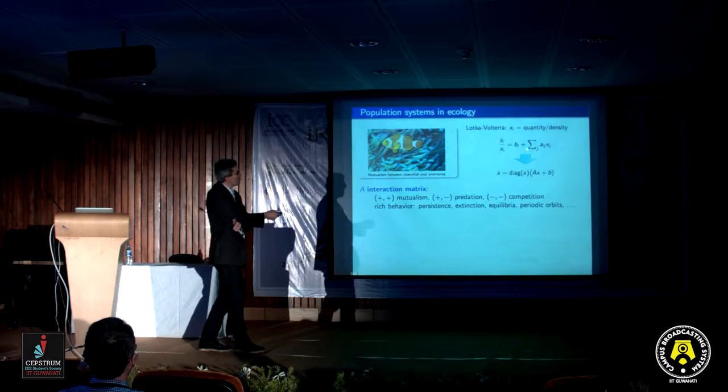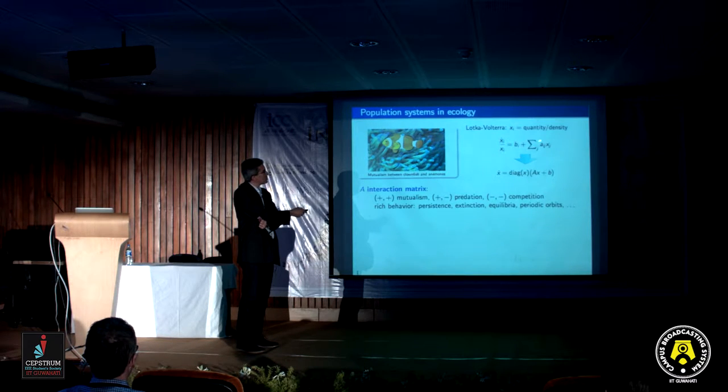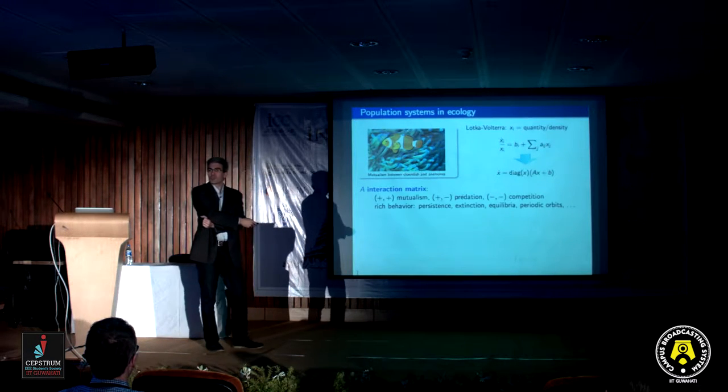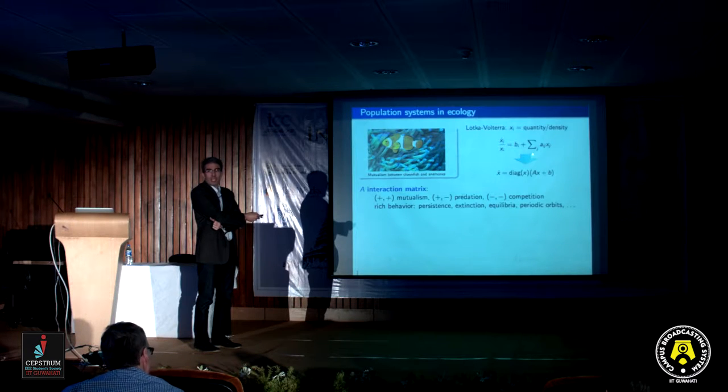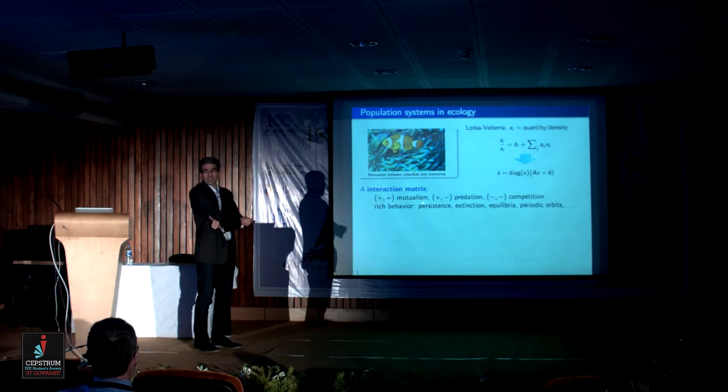Now, more generally, this is a term that describes the interaction between the species. So a_ij describes whether i benefits or does not benefit or has a negative impact from the presence of species j. In fact, if you look at the pair of entries a_ij, a_ji, they can both be positive, in which case both species help each other.